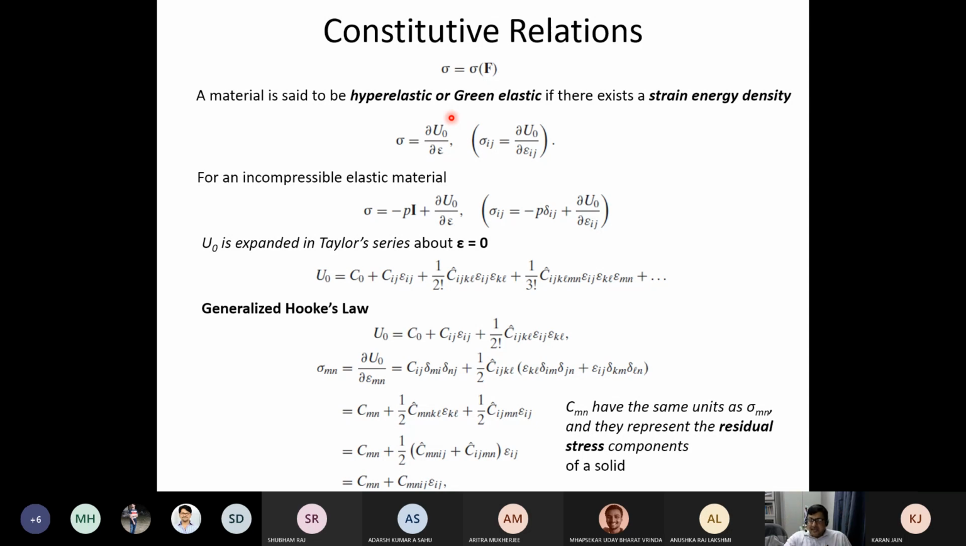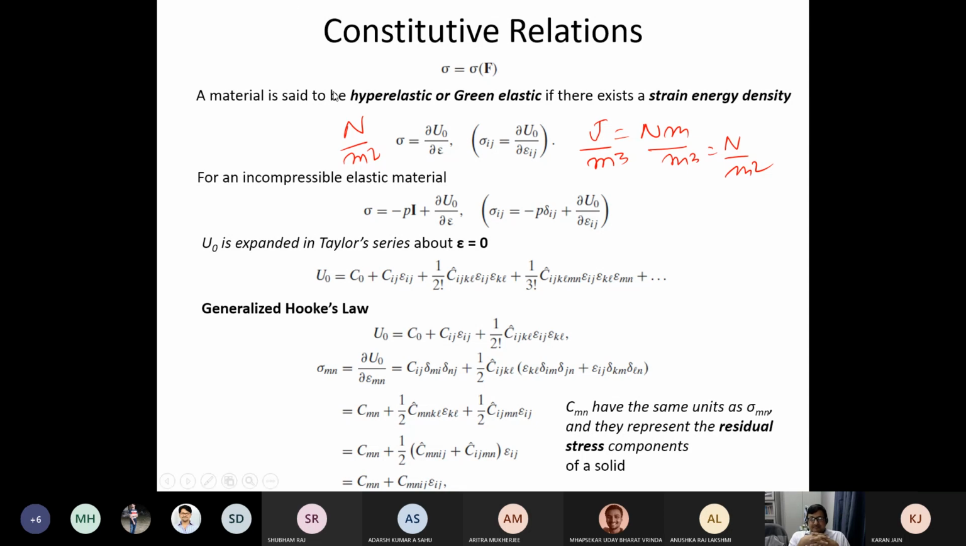So what is energy? What is the unit of energy? You say that this is joule, right? That means this is Newton meter, right? So energy density means joule per meter cube, so Newton meter per meter cube. That means this is Newton per meter square. What is stress? Newton per meter square. Stress is also Newton per meter square. So stress can be expressed as the strain energy density.